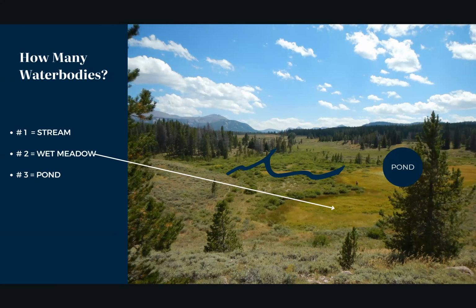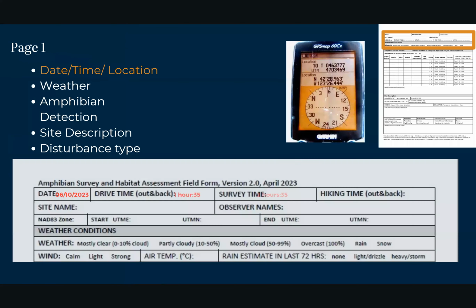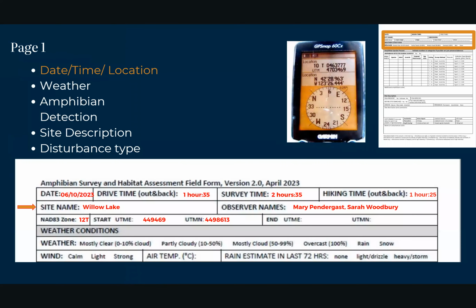So if you take a look here, in this example, it looks like we have a stream running through into a wet meadow. You can see the margins of that wet meadow there. And then let's imagine we also have a discrete pond here in the background. So that would be 3 different water bodies at one location. It's helpful to get an assessment of those water bodies first, and then you get a sense of how you're going to complete your field form.